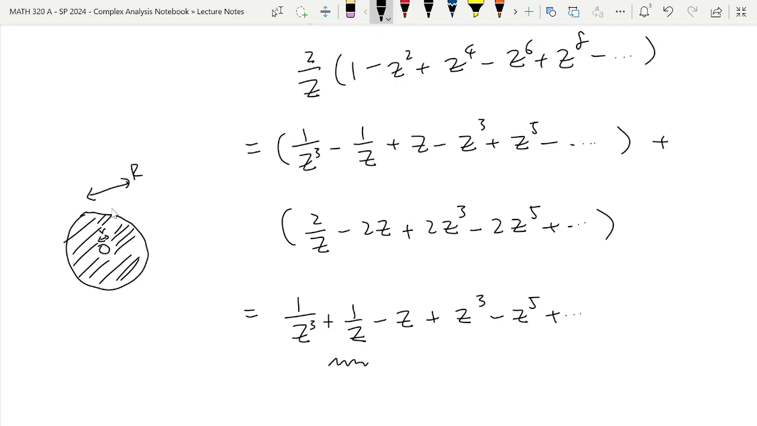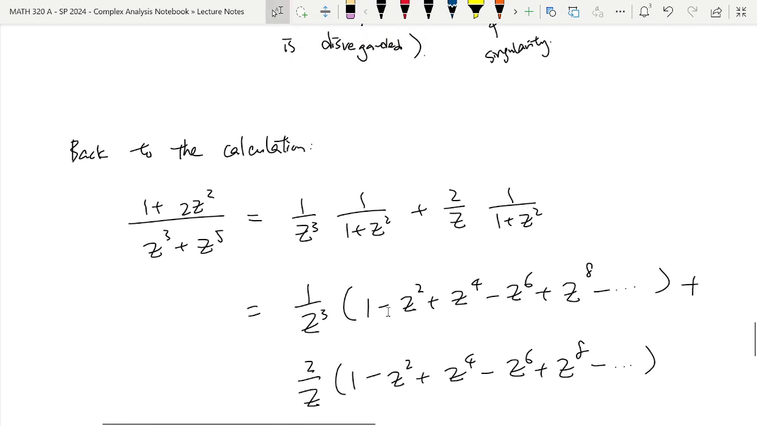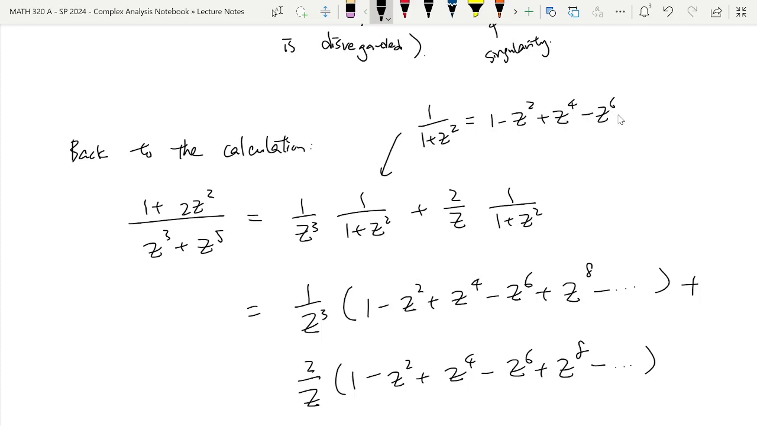Okay? In this case, I've never mentioned it. When is it valid? So the original one, this part, let me just call this 1 over 1 plus z squared equals 1 minus z squared plus z to the power 4 minus z to the power 6, and so on, is valid for the modulus of z less than 1, right? And once you have a shifting here, you will take the most restrictive version. When you do the shifting, 1 over z cubed actually is not valid everywhere.